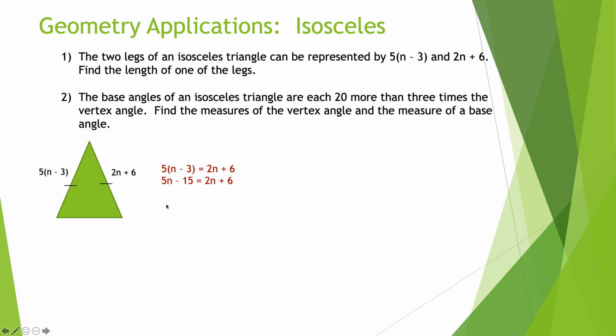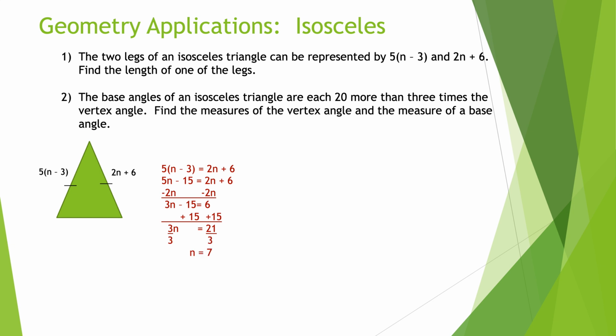Distributing, 5n minus 15 equals 2n plus 6. This is an opposite side, opposite operation situation. Subtract 2n from both sides. I get 3n minus 15 is equal to 6. Add 15 to both sides, and I get 3n is equal to 21. Dividing by 3, n is 7.